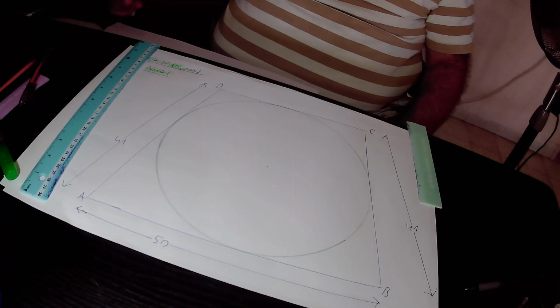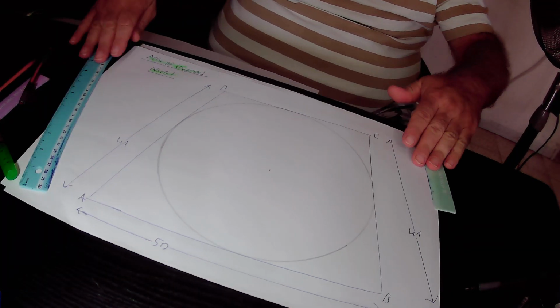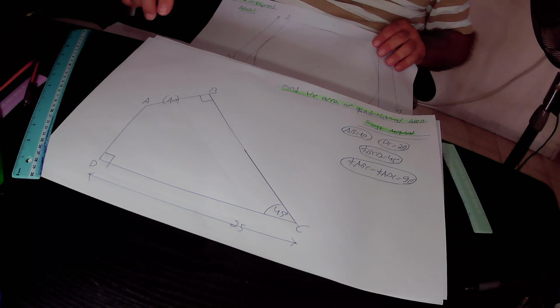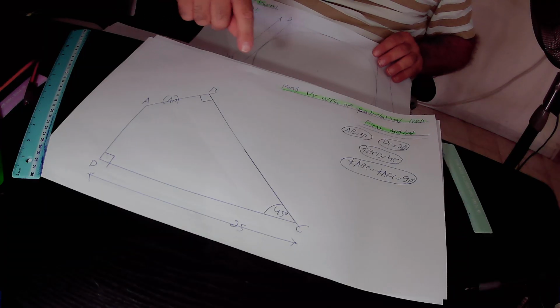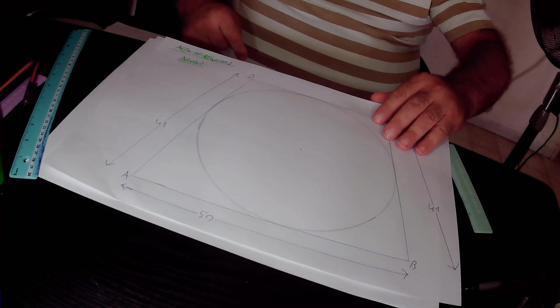And now in this lecture I'll answer two questions. In the first question we find out the area of this trapezoid ABCD, and in the second question we find out the area of this quadrilateral ABCD using two different methods. So let's start with the first question.